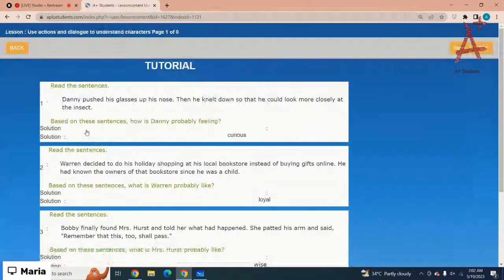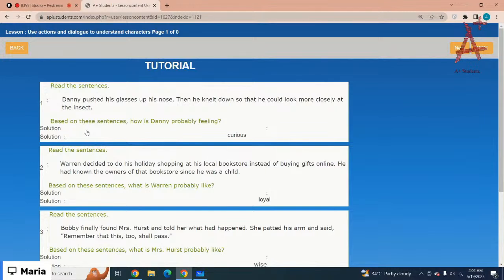Read the sentence. Danny pushed his glasses up his nose. Then he knelt down so that he could look more closely at the insect. Based on these sentences, how is Danny probably feeling? You need to see from the sentence how he is feeling. Let me read again. Danny pushed his glasses up his nose. Then he knelt down so that he could look more closely at the insect. So he is looking more closely. That means he is curious about the insect. Got it?